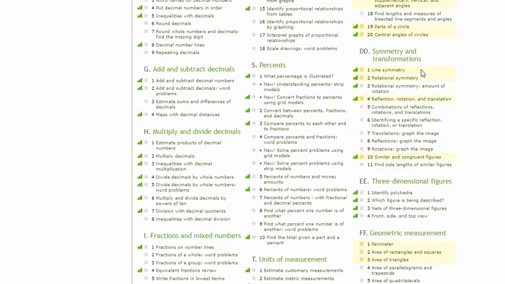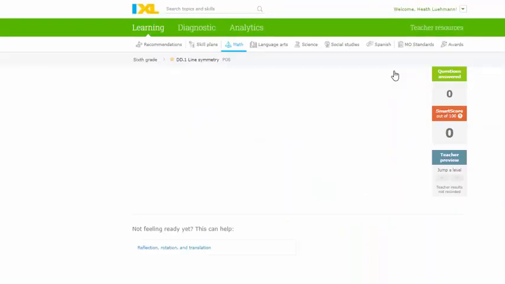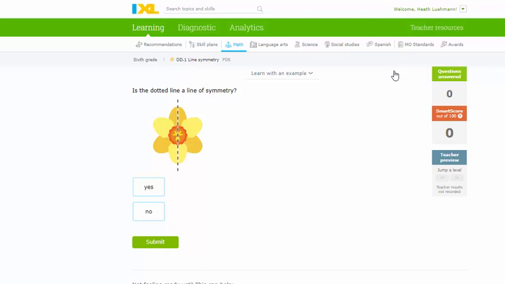It's like geometry things. It's a little bit different because it's called Symmetry and Transformations. I think you're going to look at this and say, oh, yeah, that makes sense to me, because you've kind of been doing this for a while. But is the dotted line a line of symmetry? Is it almost like a mirror? Is everything on this side a mirror image of this side? You just got to say yes or no.